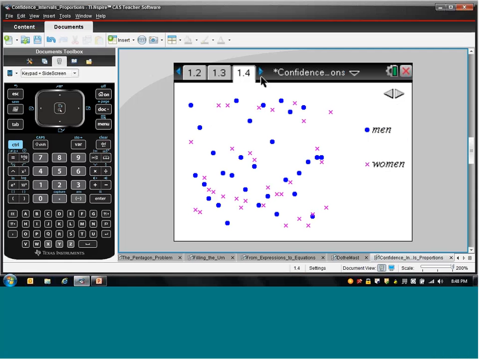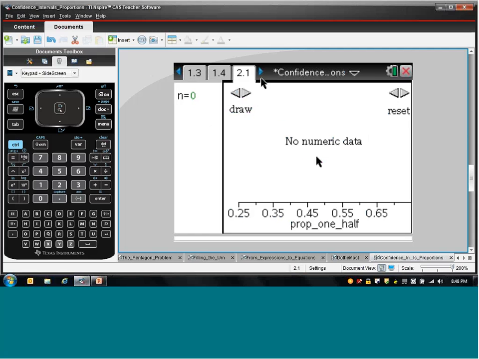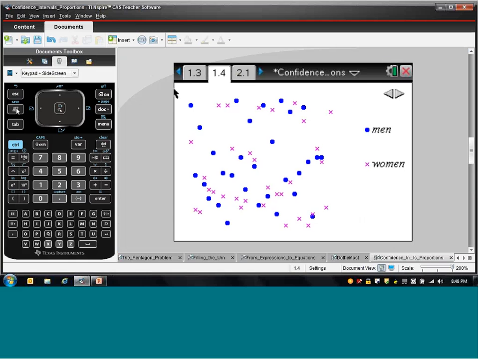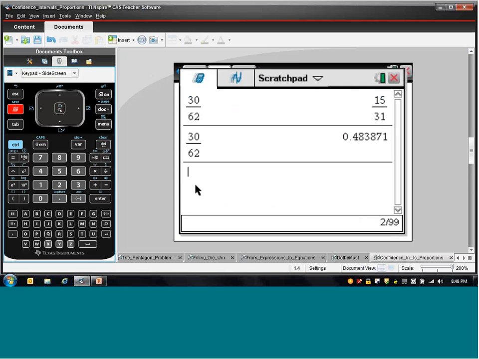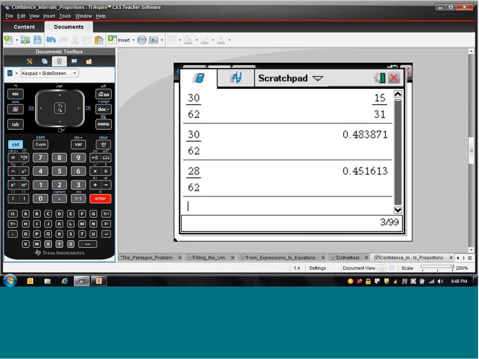I'm not very good at my arithmetic, so I'm going to go over to my calculator up here and say 28 out of 62, and I want to get a decimal answer for that. So I can say, all right, I chose a random sample of 62 people, and approximately 45% were men.